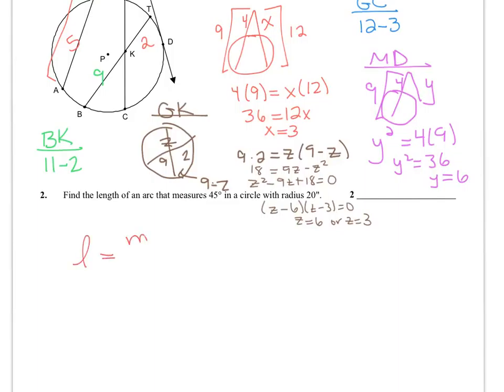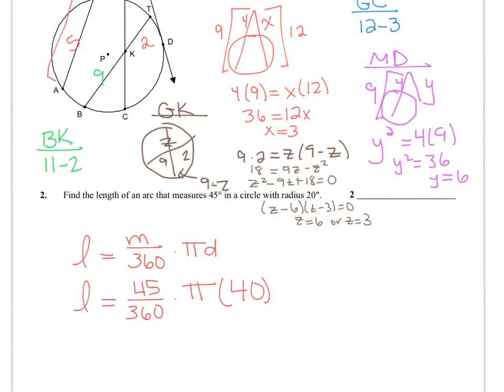Length equals measure over 360 times pi d. Length equals 45 over 360 times pi, and if our radius is 20, then our diameter is going to be 40. 45 over 360 leaves us with 1/8 of 40 pi. 40 divided by 8 leaves us with 5 pi.